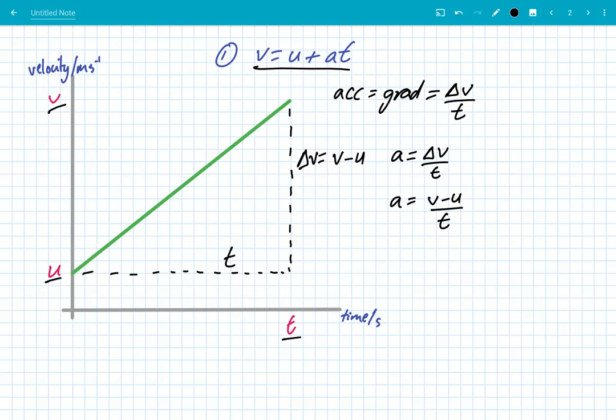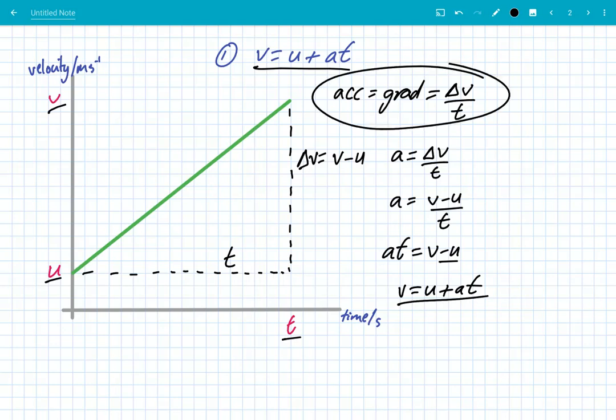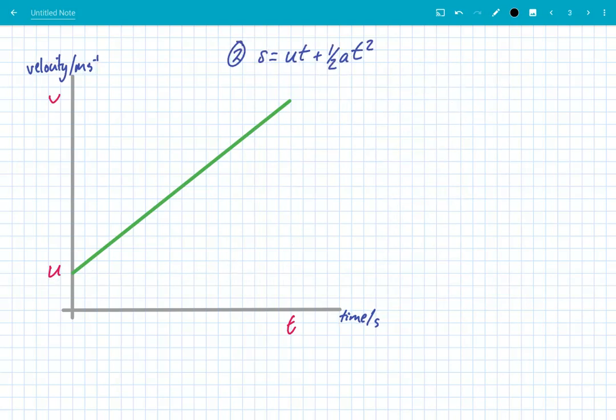Now it's just a little bit of simple algebra. I'm going to multiply both sides by t, which gives me at is equal to v minus u. And now I want to add u to both sides, which takes the u to the other side, which leaves me with v is equal to u plus at. And there we have it, our first equation of motion, just by using the fact that the acceleration is equal to the gradient.